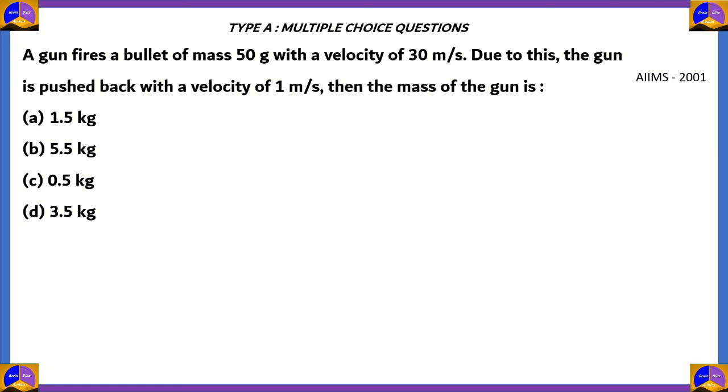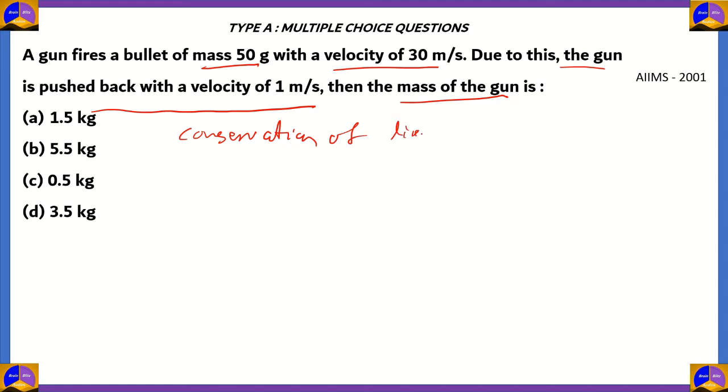This is the next question. A gun fires a bullet of mass 50 grams with a velocity of 30 meters per second. And due to this, the gun is pushed back with a velocity of 1 meter per second. Then you need to find the mass of the gun. So this question uses conservation of linear momentum. So the formula is m1u1 plus m2u2 equals m1v1 plus m2v2. So in short, total initial momentum is equal to total final momentum.